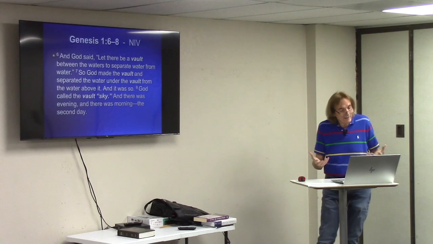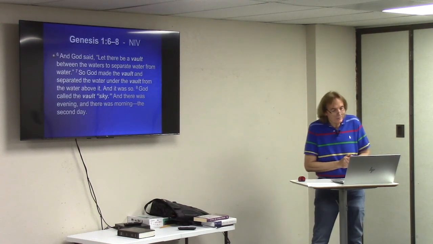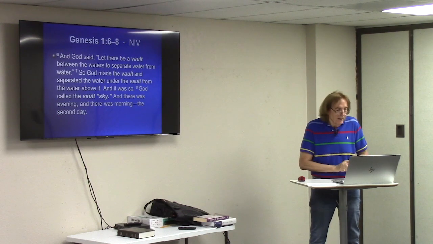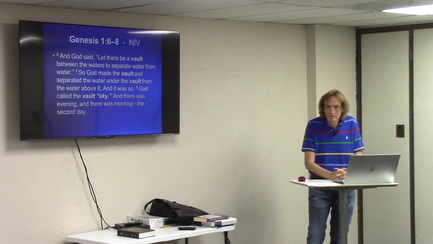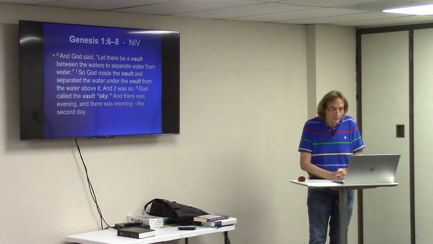Now here's how the NIV translates this passage. This is where it starts to get a little bit interesting. The NIV states, "And then God said, let there be a vault between the waters to separate water from water. So God made the vault and separated the water from under the vault from the water above it. And it was so. And God called the vault sky. And there was evening and there was morning, the second day."